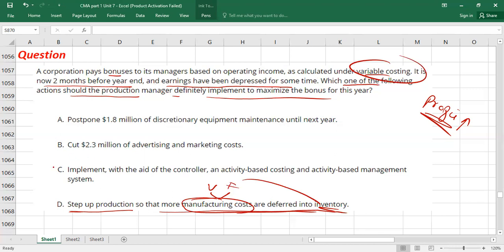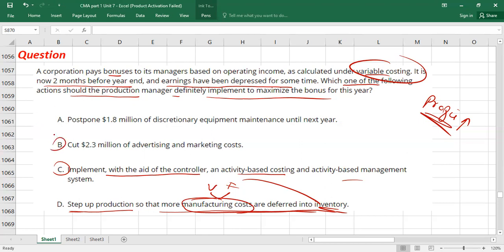Now look at option C. Implement, with the aid of the controller, activity-based costing and activity-based management. I didn't say anything so far in this lecture about what activity-based costing is, because activity-based costing is something different, where if you want to control some cost, you have to control the cost drivers. I didn't say anything about it, so far skip this option.